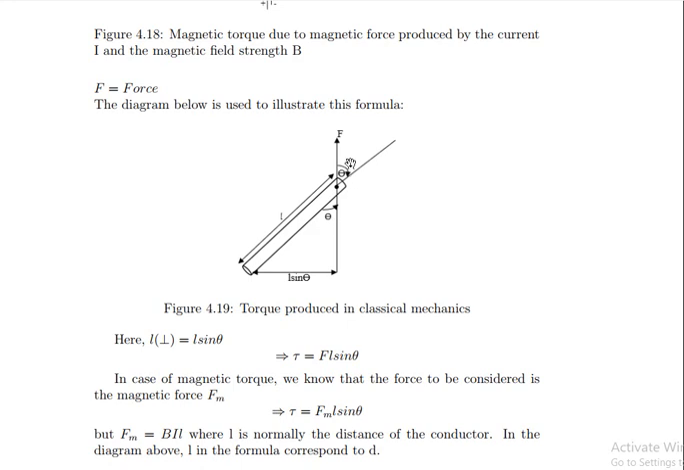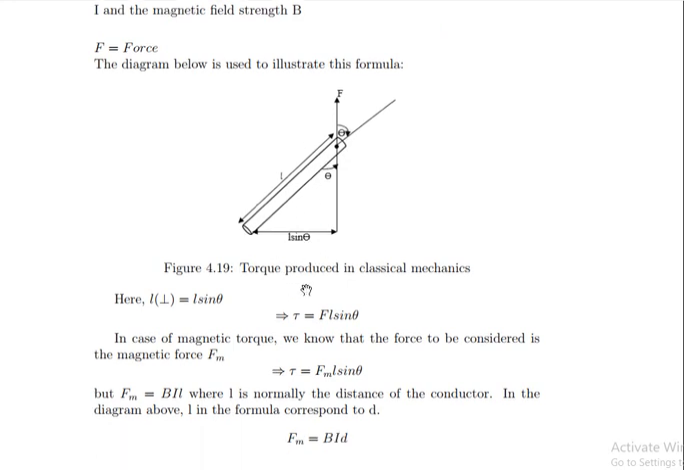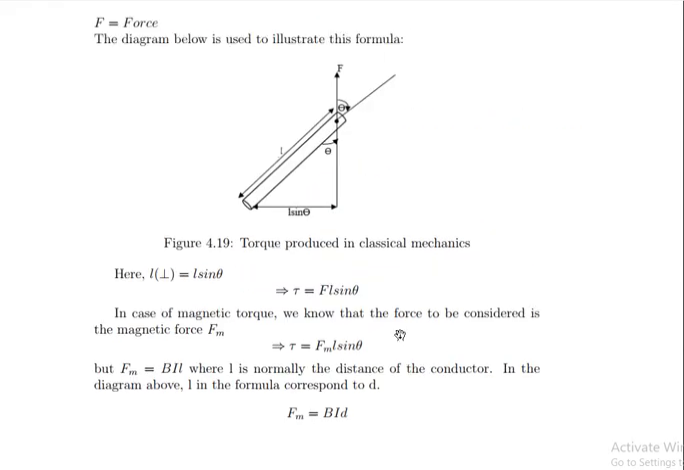So this angle theta is similar to this angle theta here. So it implies that this L, at this position, is going to be L sine theta. So this is the hypotenuse and this is the opposite. So this here is going to be L sine theta. So the torque here is going to be the force which is perpendicular to this distance. So the perpendicular distance is going to be L sine theta. So torque is going to be the force times sine theta.